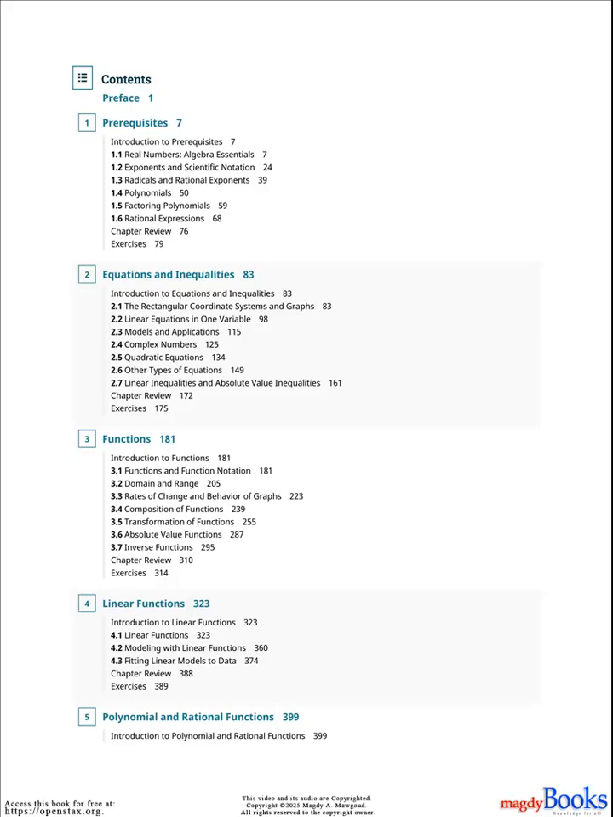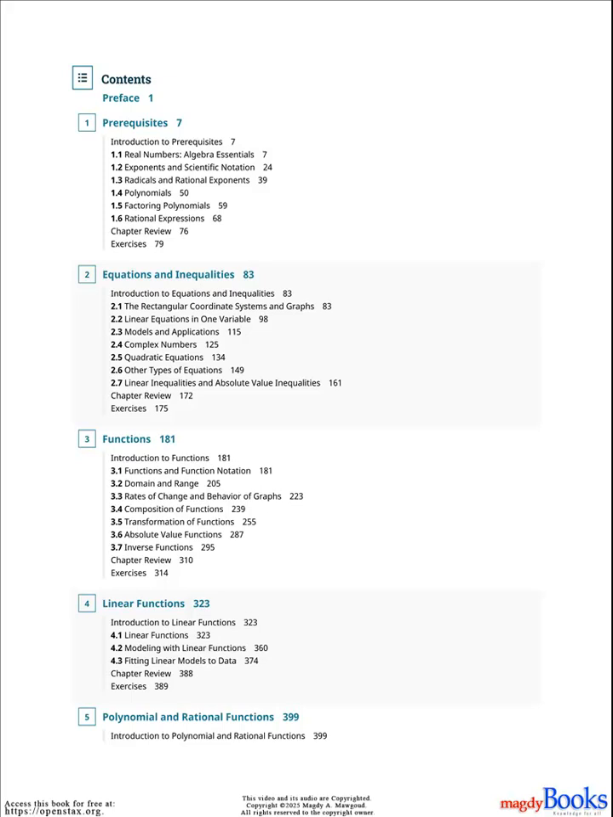Introduction to Functions. 3.1. Functions and Function Notation. 3.2. Domain and Range. 3.3. Rates of Change and Behavior of Graphs. 3.4. Composition of Functions. 3.5. Transformation of Functions. 3.6. Absolute Value Functions. 3.7. Inverse Functions. Chapter Review. Exercises. 4. Linear Functions. Introduction to Linear Functions.